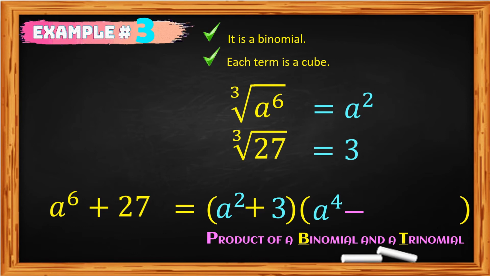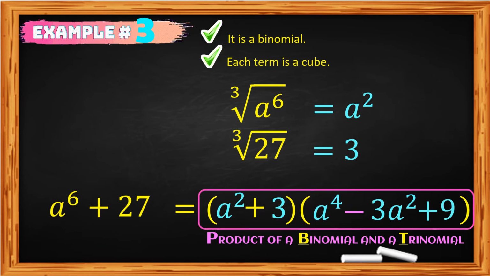Then the opposite of plus is minus. Multiply the first and the second, so a squared times 3, we have 3a squared. Then the last term, 3 squared, is equal to 9. So the factor is the quantity of a squared plus 3 times the quantity of a to the 4th minus 3a squared plus 9.